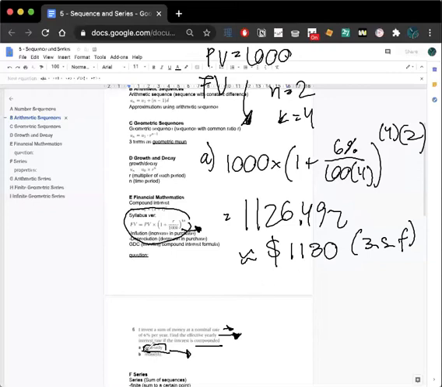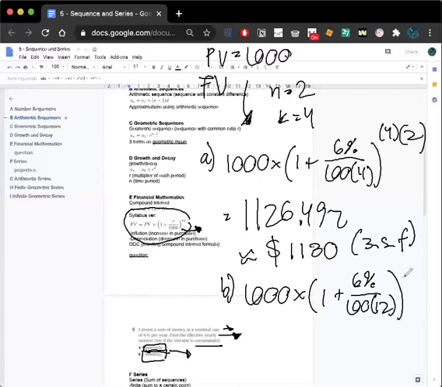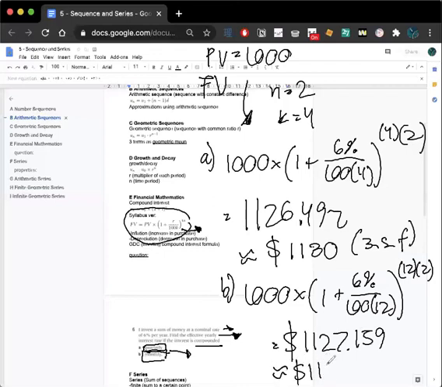And then if it's done monthly, that would be 1000 times (1 plus 6% over 100 divided by 12) to the power of 12 times 2. And that results in 1127.159, around the same result as this in 3 significant figures, that is.